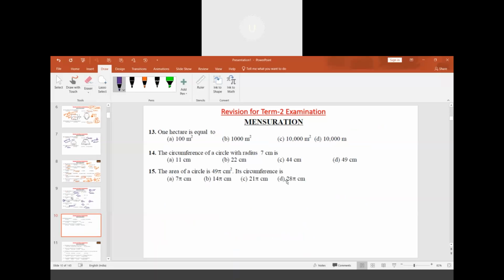1 hectare is equal to 100 meter square, sir. Option A, sir. 100 meter square. 100% sure, sir. 10,000 centimeter square.